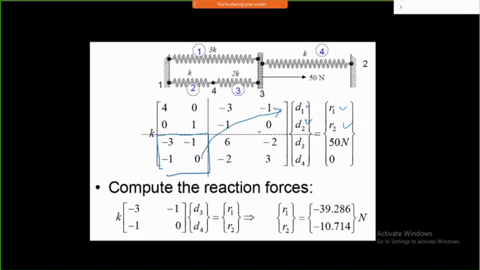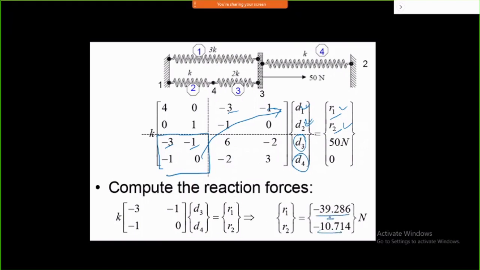You can just think of how these equations are constructed, or how they are converted into proper equations from the matrix part. Here I will get d1 and d2, and then r1 and r2, because this element and this element will be multiplied with d3 and d4, but this and this element will be multiplied with d1 and d2. So we can now substitute into this, solve it, and you will get the reactions.